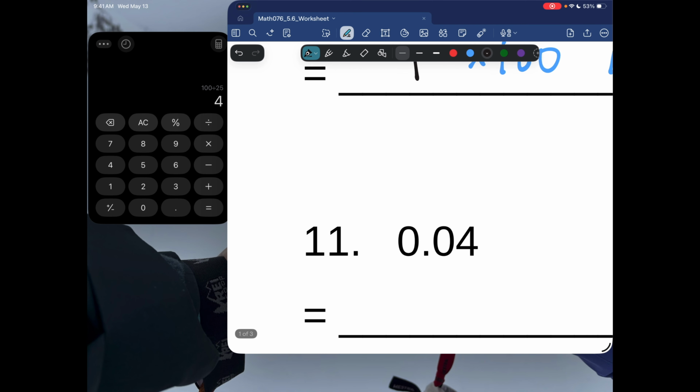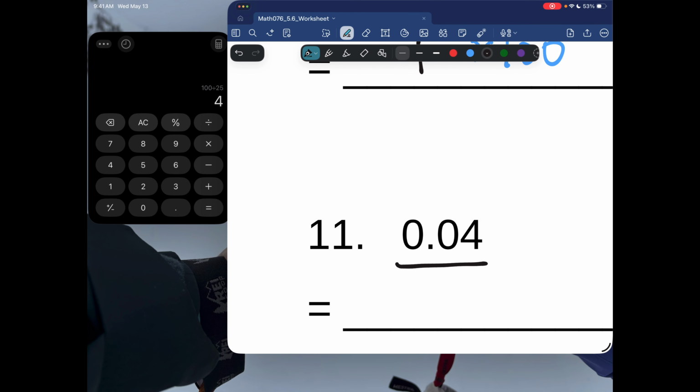Number 11, same thing. I'm going to put it all over 1. What is my decimal place? I have hundredths, so I'm going to multiply numerator and denominator by 100.